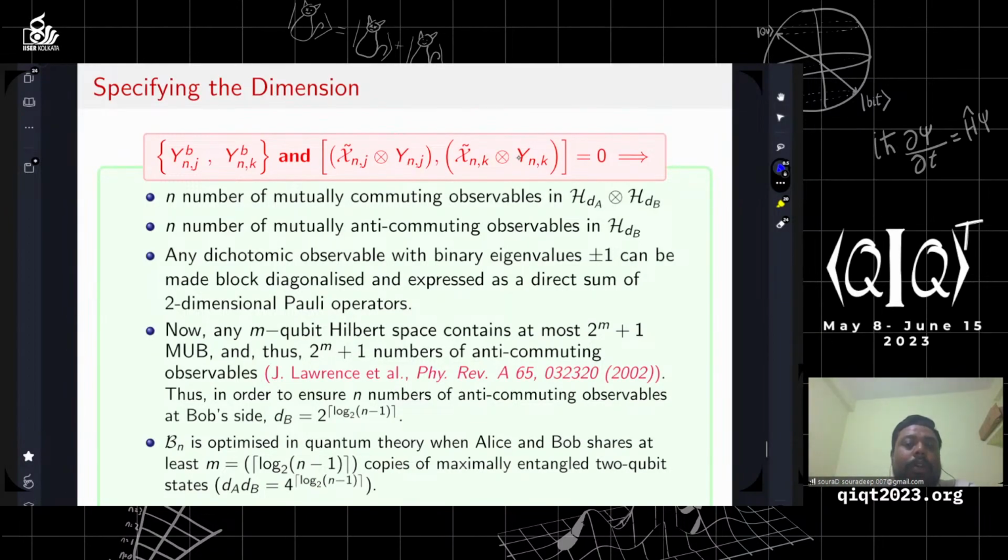So that means this n number of mutually anti-commuting observables actually fixes the local dimension, and the existence of this n number of mutually commuting observables fixes the global dimension. Using this very nice result that any m-qubit Hilbert space contains at most 2 to the power m plus 1 MUBs, and thus 2 to the power m plus 1 anti-commuting observables, in order to ensure n mutually anti-commuting observables at Bob's side, Bob's Hilbert space must be this dimension. In that way, we can actually fix the global dimension also.